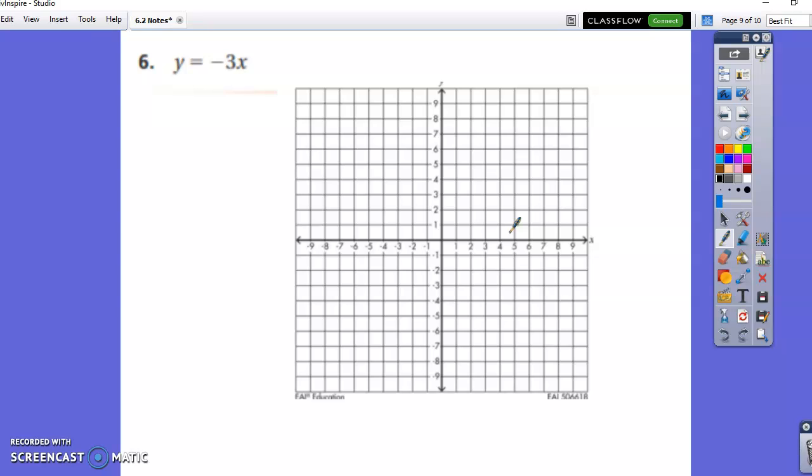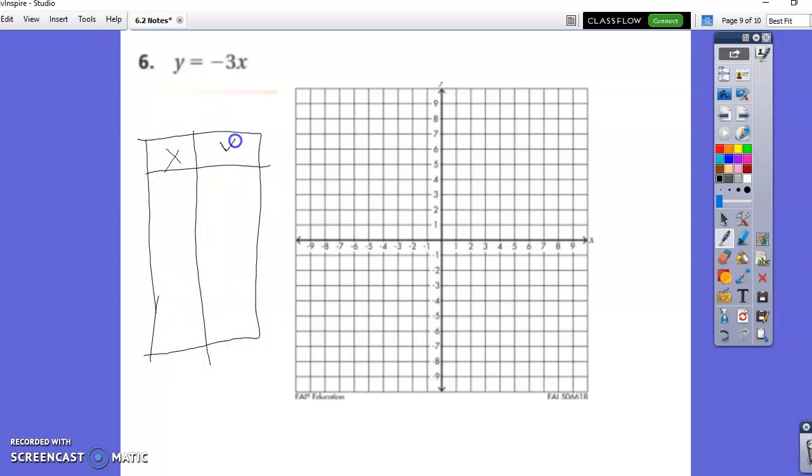All right, number 6, let's make our table. So I have x, y, and again, I'm going to do negative 1, 0, 1, and 2. So plug in negative 1. So that would be negative 1 times negative 3 would be positive 3. Plug in 0 would be 0. Plug in 1, it would be negative 3. And plug in 2, it would be negative 6.